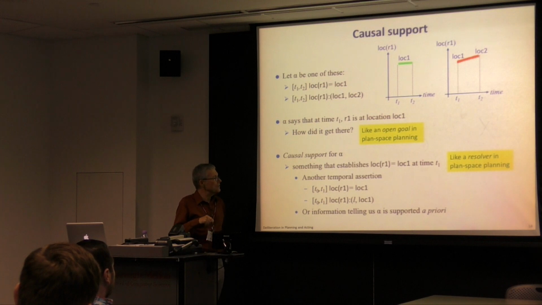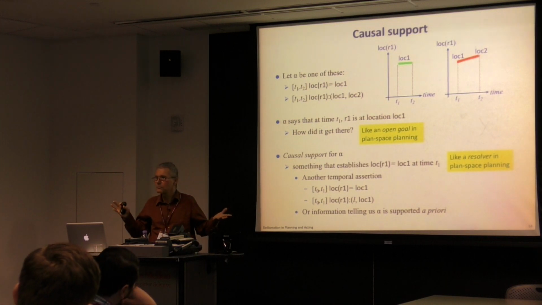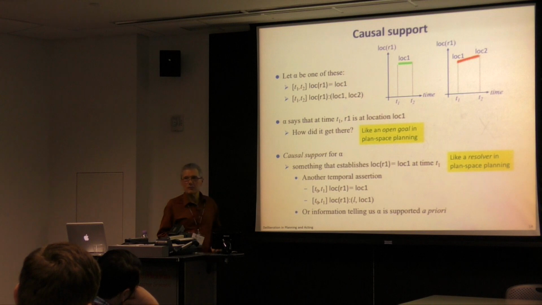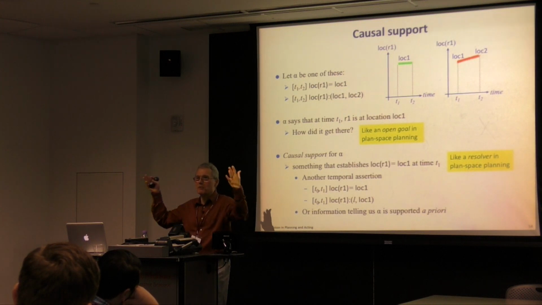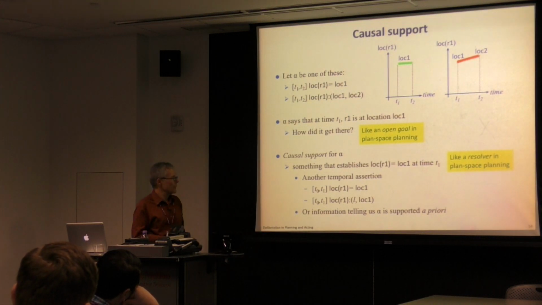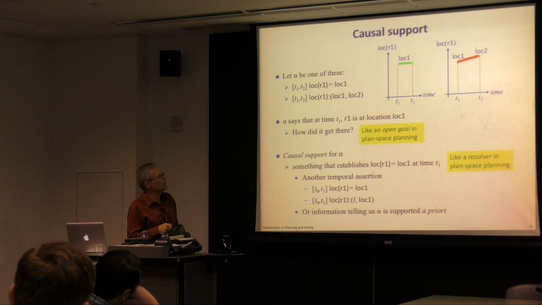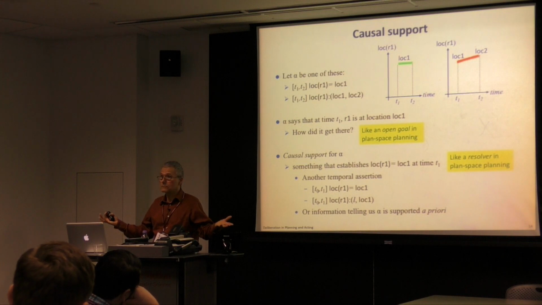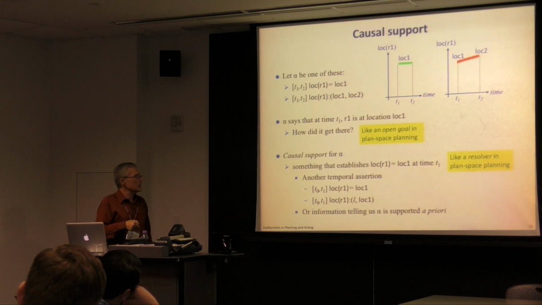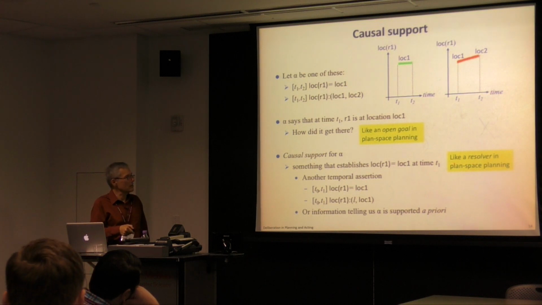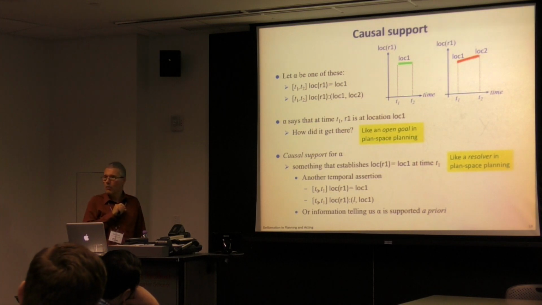Except in that case, you need to say what's the causal support for those. The other possibility is we can simply accept it because I say so. We might have information at the beginning of our planning problem telling us that one of these things is supported a priori. So these temporal assertions that we might use are like resolvers in plan-space planning, things that we use to take care of the open goal.